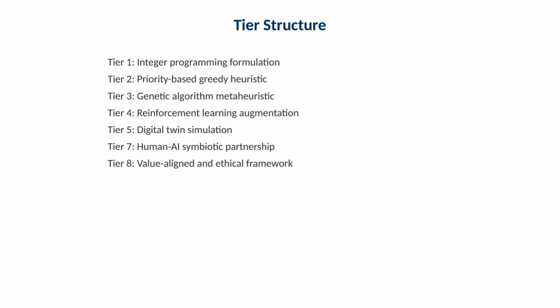Tier 3 uses a genetic algorithm, a metaheuristic that searches globally by evolving candidate schedules over generations. Tier 4 reframes scheduling as sequential decision-making and uses reinforcement learning to learn an assignment policy from feedback. Tier 5 embeds scheduling inside an integrated digital twin, so the schedule becomes part of a living system with forecasting, monitoring, and continuous adaptation. Later tiers, like Tier 7 and Tier 8, focus on human collaboration and ethics because a good schedule must be both operationally effective and socially acceptable.